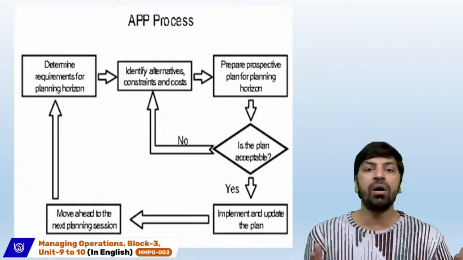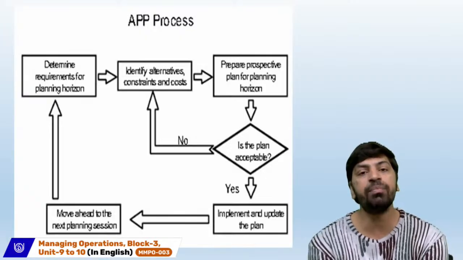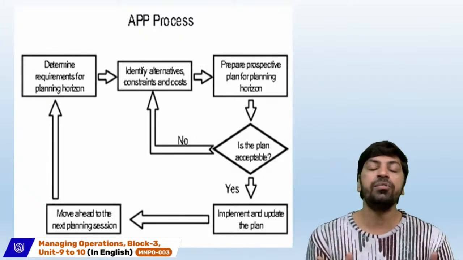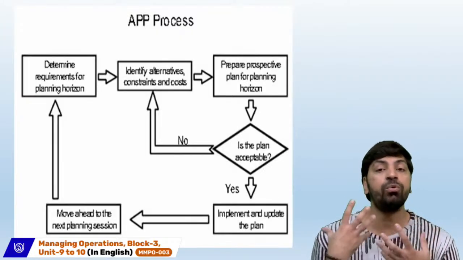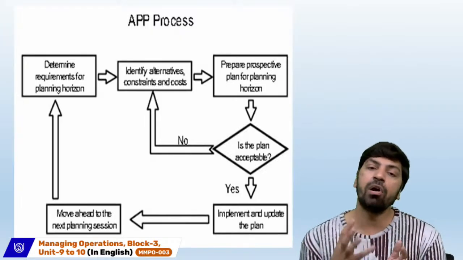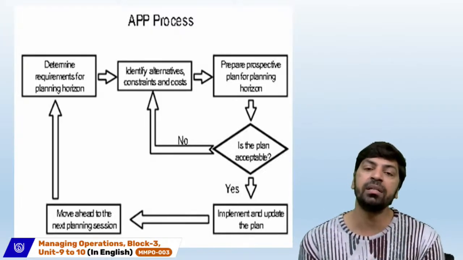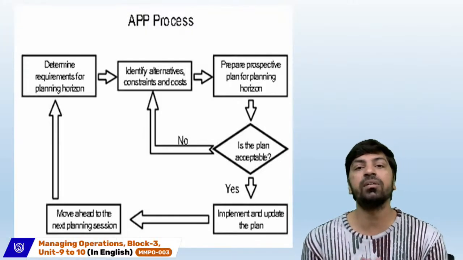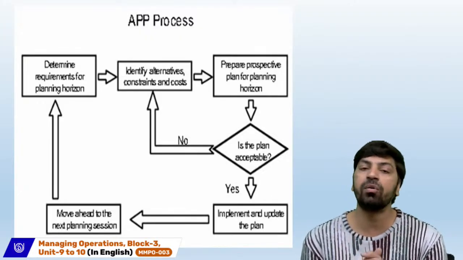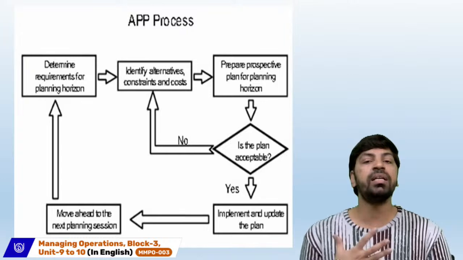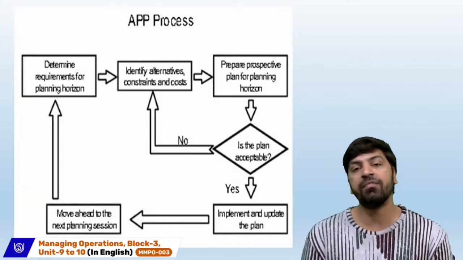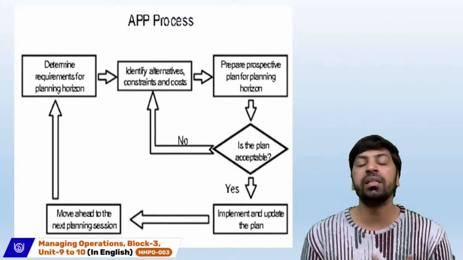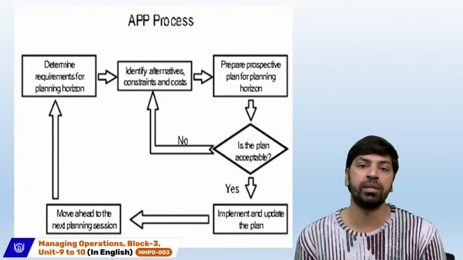So this is how the aggregate production planning process is represented in the flow chart: what the 5 steps are and what questions come up in the mind. If you say yes, then update the plan. If it's no, then again identify the alternatives, constraints or costs as well. So if something is lacking, then you have to begin with the second step, and if it is already yes, then update the plan and move forward.